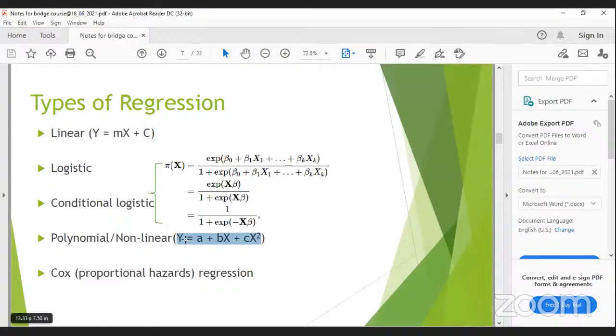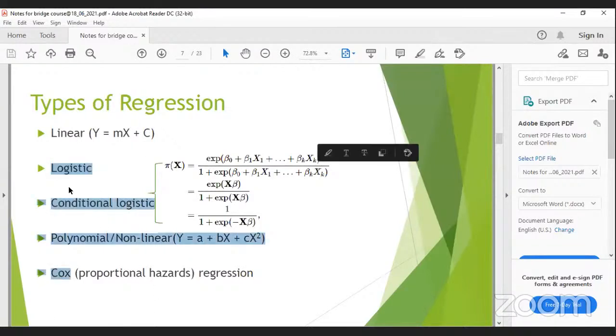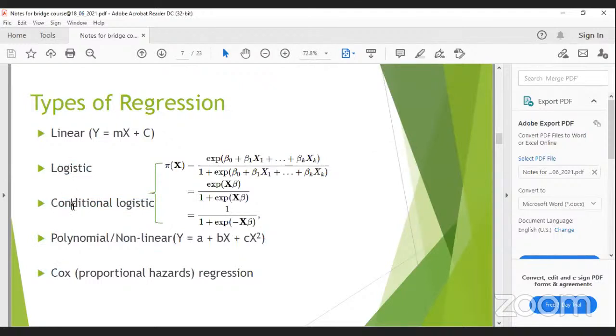Only under logistic and conditional logistic regression, I may not use the method of least squares, because I have to use another method to get the estimates. Whereas under linear, non-linear, and even some parts of the Cox proportional hazards regression, I can use the linear least squares method to estimate the parameters.